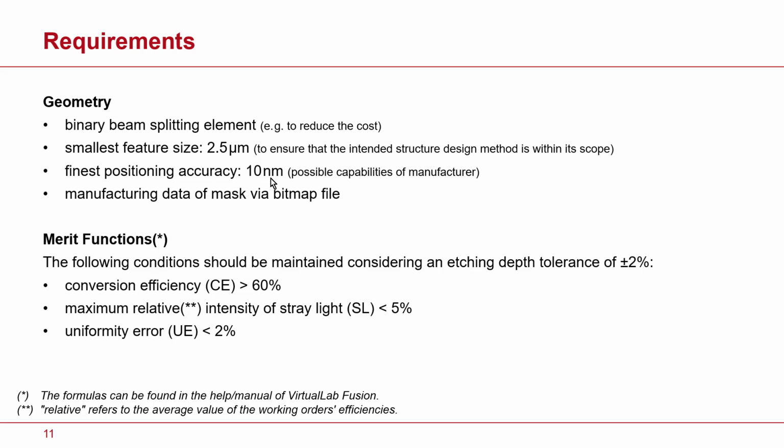Here we specify a certain position accuracy, and we want to specify the pattern via different merit function requirements. We'd like to have a conversion efficiency for our pattern of 60%. The stray light should be below 5% and the uniformity error below 2%.